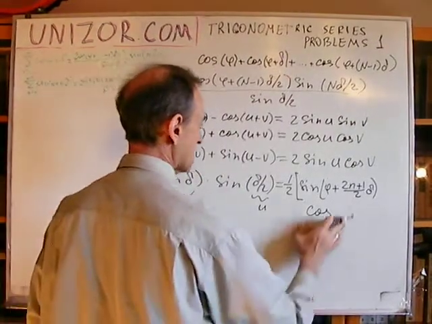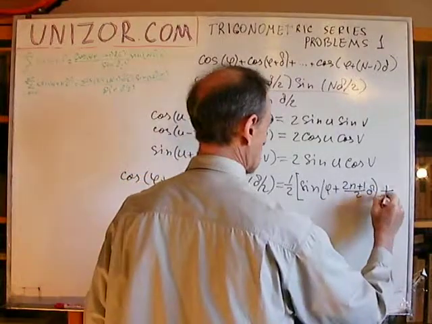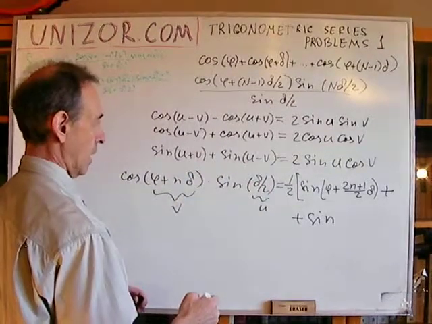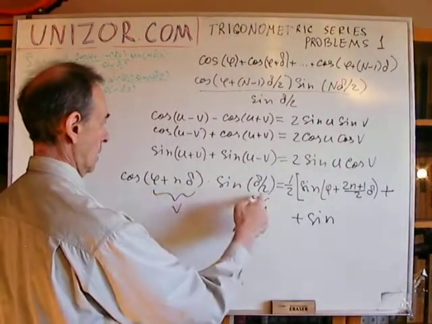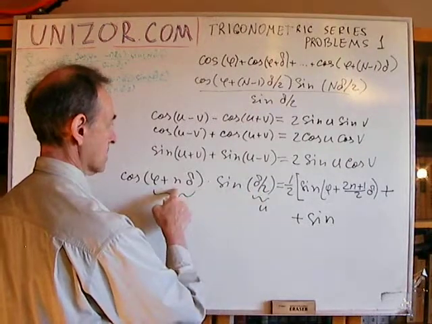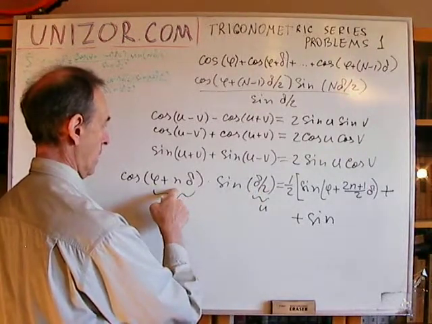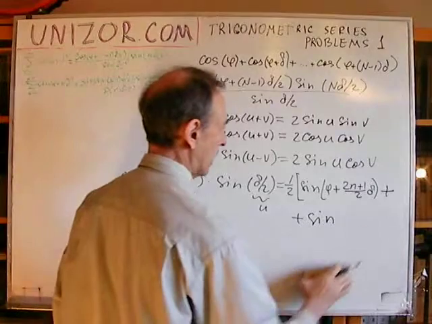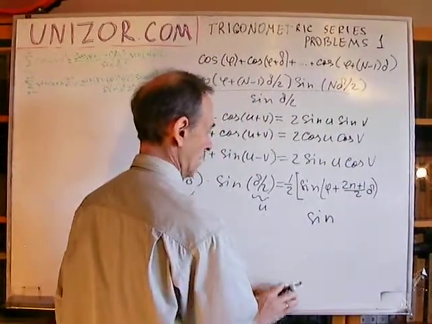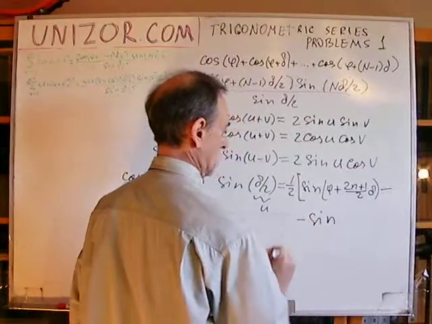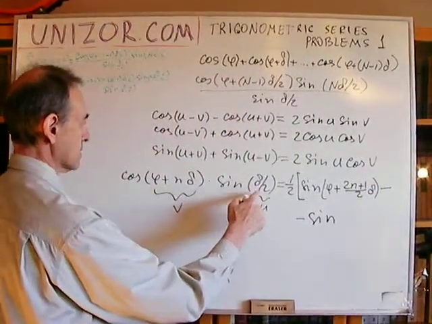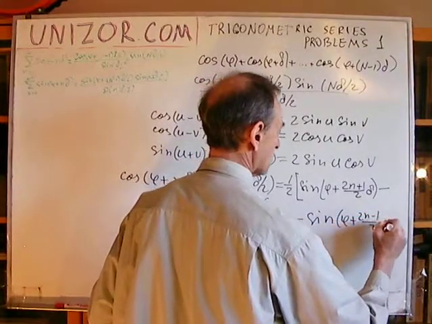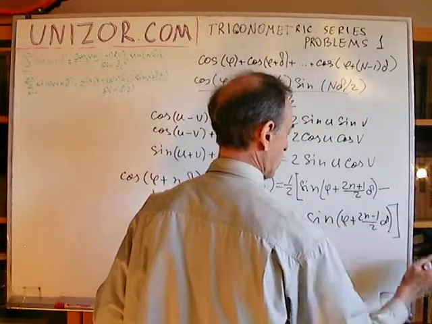And plus sine of u minus v. Now, what's u minus v? It's this minus this. Now, if I change the sign and put this minus this, I will have minus, right? That's easier for me. Minus sine of this minus this. Now, in this case, this is phi plus 2n minus 1 over 2 delta. Correct?